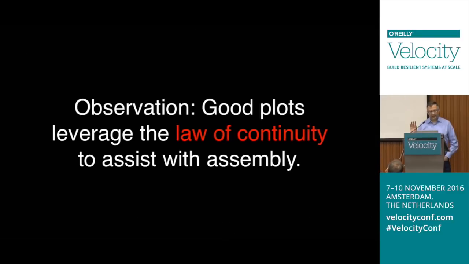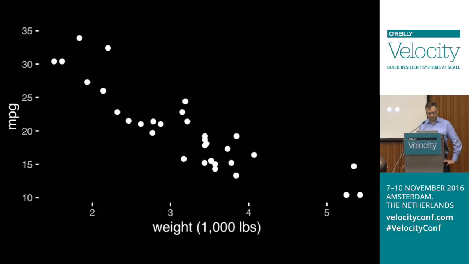So that's another observation, that good plots organize the data to take advantage of continuity and to help the viewer assemble an overall gestalt. This is also happening when we make a scatter plot, like this one from the cars data, showing the relationship between the weight of a car and its efficiency. As weight increases, efficiency decreases. Notice that the continuity does not have to be perfect, it just has to be suggestive.